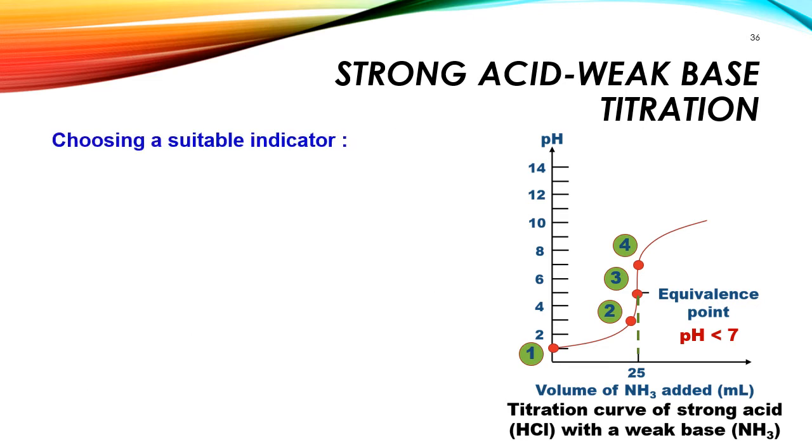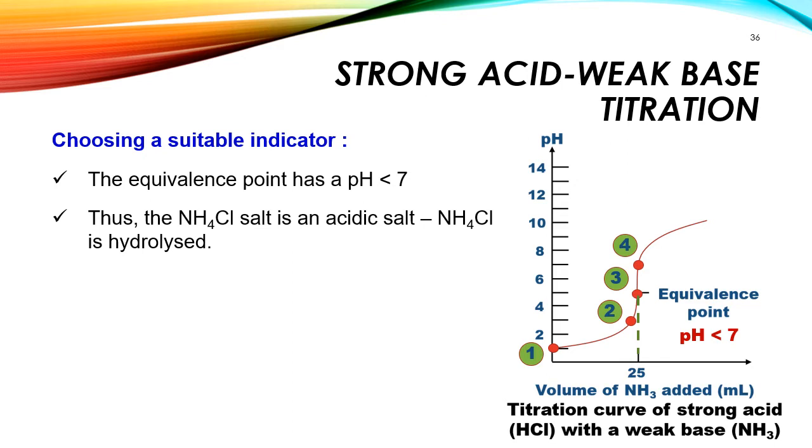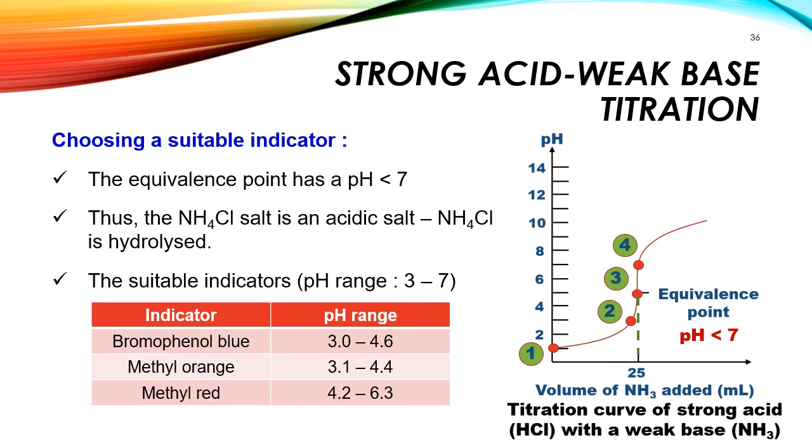To choose the suitable indicators, we can observe the pH at the equivalence point. For the reaction between strong acid and weak base titrations, the equivalence point has a pH less than 7. Thus, the ammonium chloride for this reaction is an acidic salt. This is because the ammonium chloride salt hydrolyzes with water. The suitable indicators that can be used in this reaction have a pH range between 3 to 7. Examples of suitable indicators are bromophenol blue, methyl orange, or methyl red.